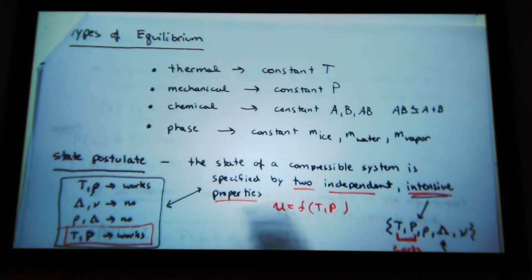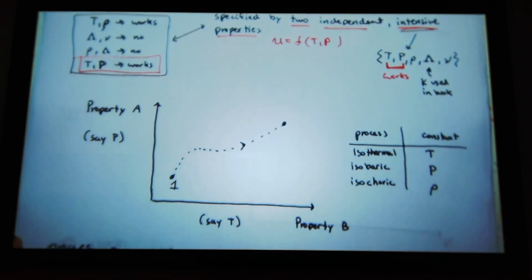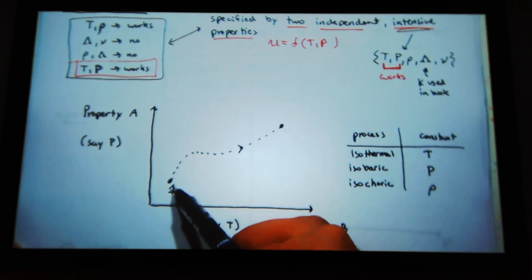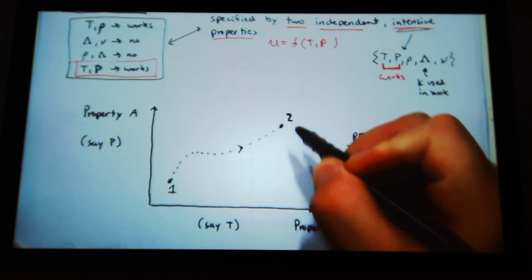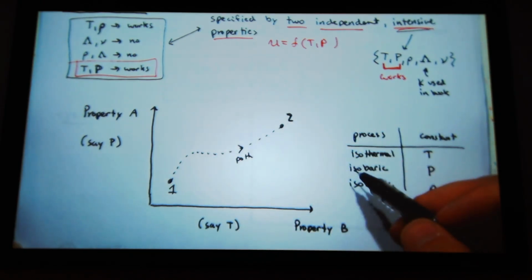Okay, so now I have this. I define the state postulate. Very, very important. In order to define the state of a system, you need to know two independent intensive properties. So property A, we'll say, is pressure. And this, we're going to say this is temperature. So we'll say property A, state 1. And we're going to bring our system from state 1 to state 2. And there's going to be a path associated with going from state 1 to state 2.